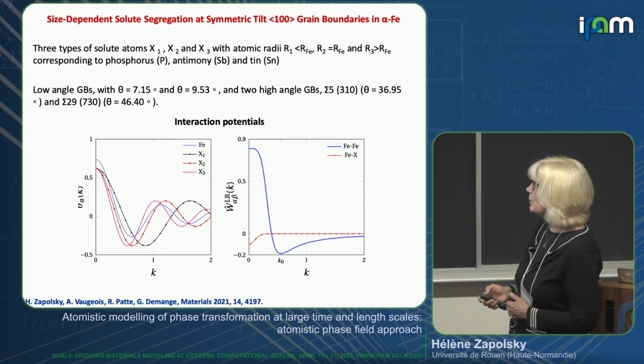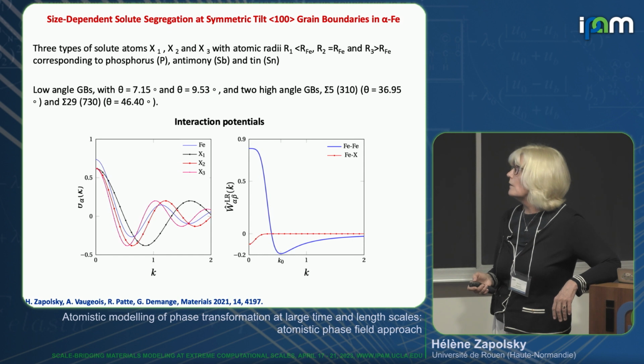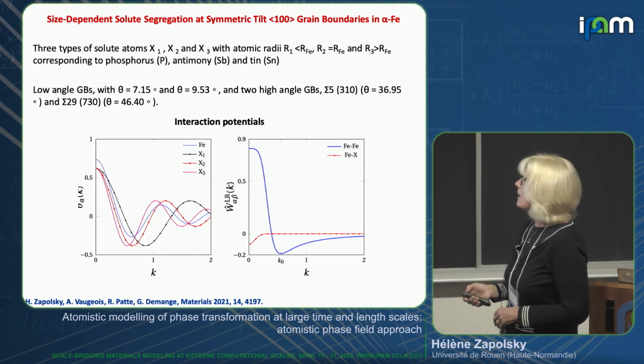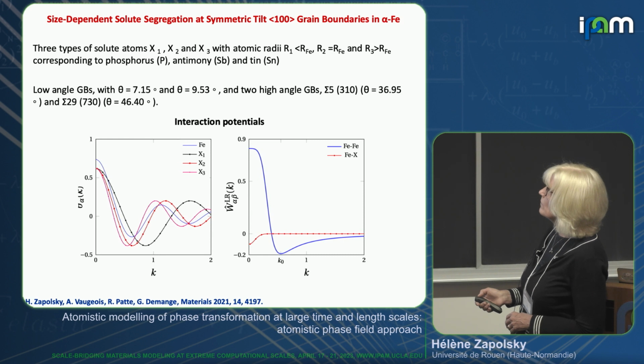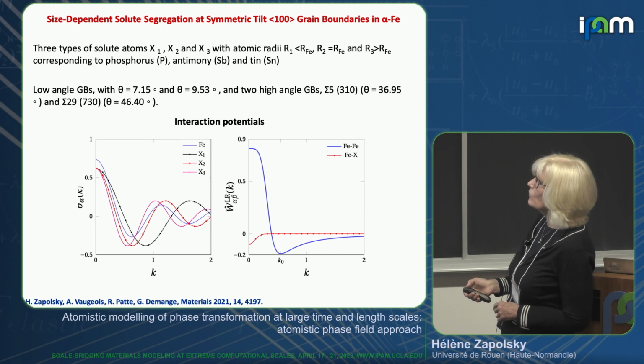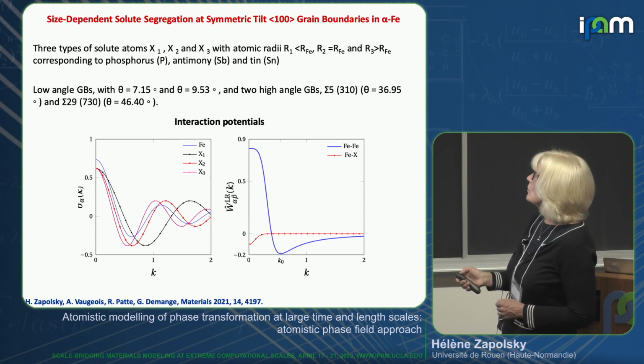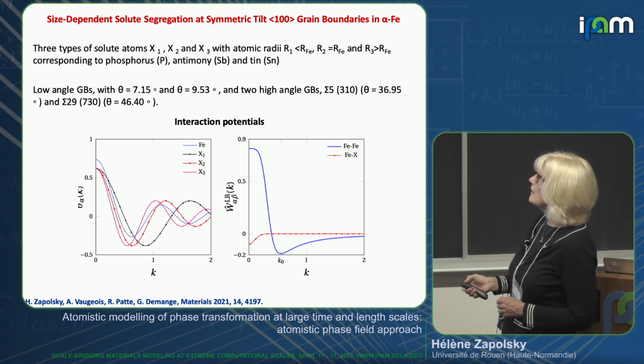Recently, we also applied this method to understand the segregation of different sorts of atoms at the grain boundary in alpha iron. In this case, we chose three kinds of atoms with different radii, bigger and smaller than iron. The first kind, with a smaller radius, is phosphorus, which is usually present in many steels. If the radius is approximately equal to that of iron, it's antimony. And we also considered an atom with a bigger radius than iron, which is tin.